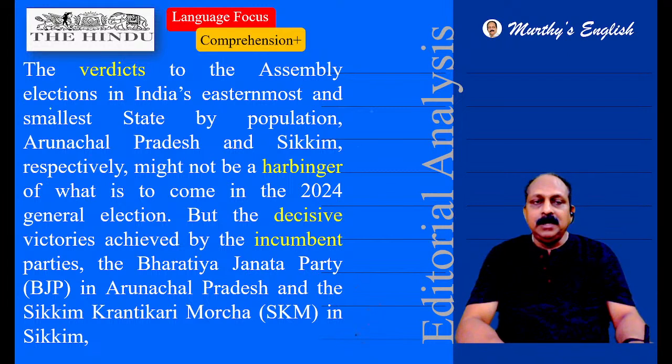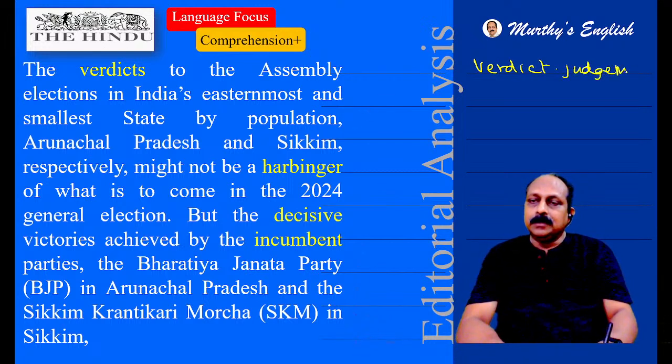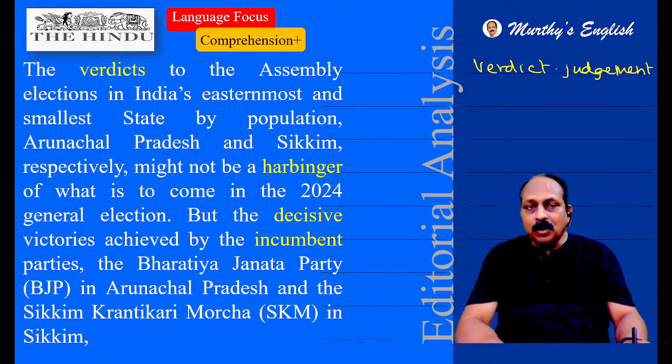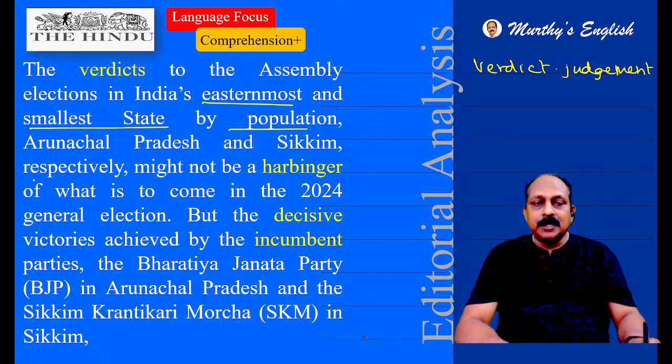The verdicts to the assembly elections. The word verdict has two or three meanings. One meaning, it goes with the legal dimension, means judgment. In this context, the mandate or the verdict given by the public to a particular party. The verdicts to the assembly elections in India's easternmost, that is Arunachal Pradesh, and smallest state, that is Sikkim, by population, not by area. Arunachal Pradesh and Sikkim respectively. Respectively means what? First one, easternmost, that is Arunachal Pradesh. Second one, smallest state by population, that is Sikkim.